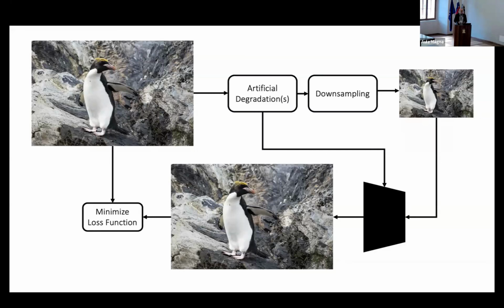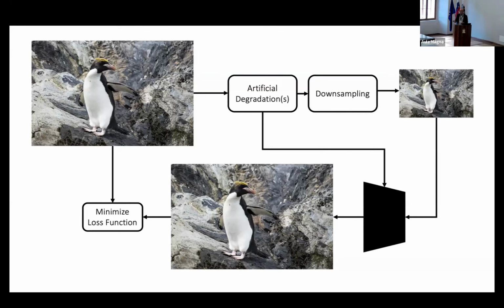Well, this is a quite simple scheme, but what people are doing is that you have a high resolution image. You create artificial degradation and downsampling such that you have a low resolution image. Then you feed this low resolution image to something. It can be a black box in our case. Let's think about it this way. And maybe you feed the artificial degradations. And this guy here will generate the high resolution image.